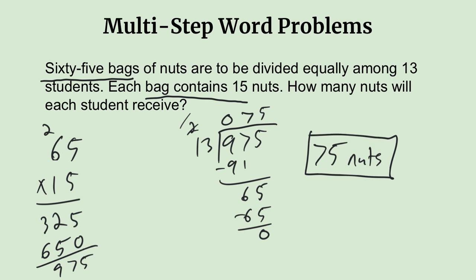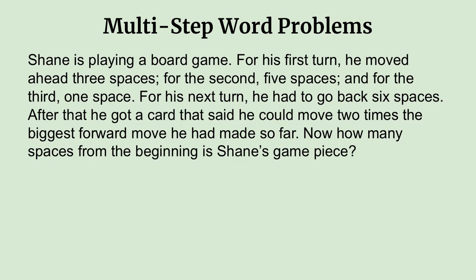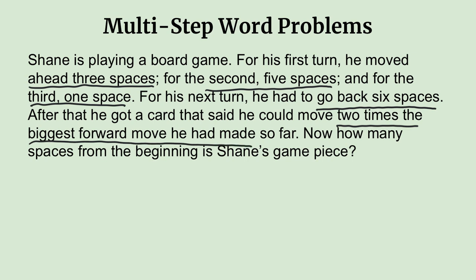Again, pause the video, try this problem on your own, and then I'll work through it. So Shane is playing a board game. For his first turn, he moved ahead 3 spaces. For the second, 5 spaces. And for the third, 1 space. For his next turn, he had to go back 6 spaces. After that, he got a card that said he could move 2 times the biggest forward move he had made so far. Now, how many spaces from the beginning is Shane's game piece?